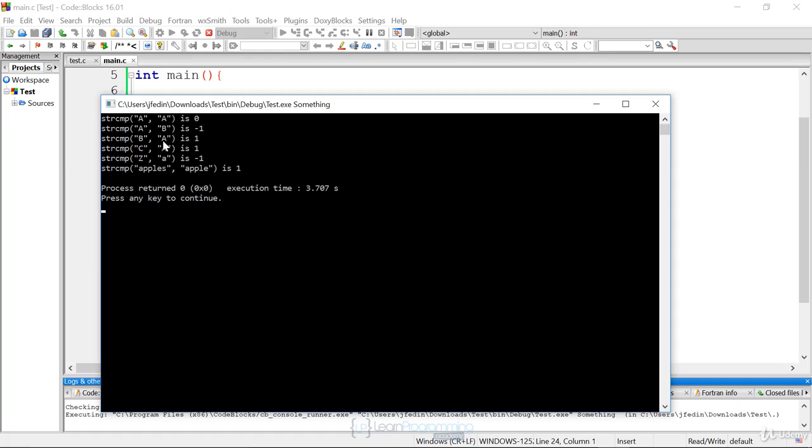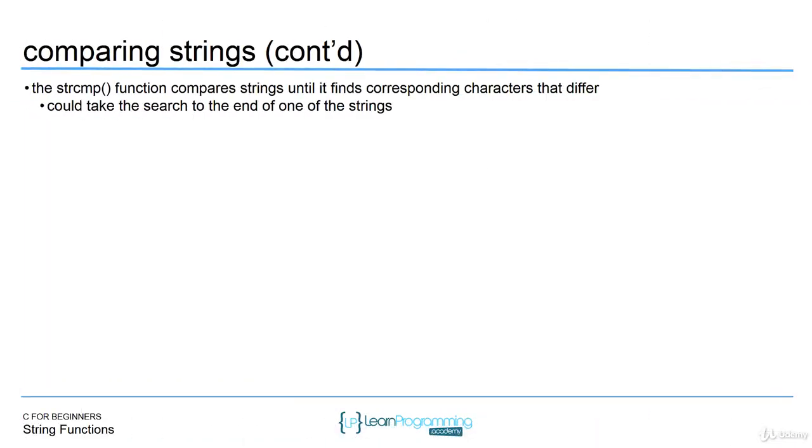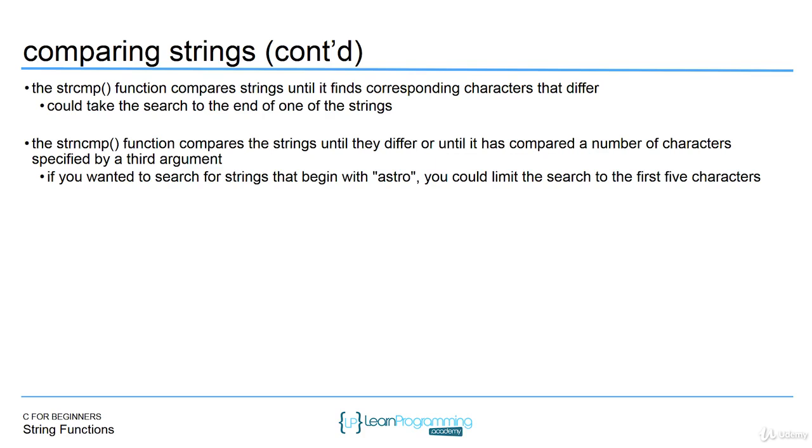This function is very easy to use. You don't have to worry about any kind of strncmp because it doesn't matter the size of the arrays that you're comparing. The strcmp function compares strings until it finds corresponding characters that differ. So it could be all the way to the end of one of the strings. The strncmp function compares the strings until they differ or until it has compared a number of characters specified by the third argument. So in this case, you don't need to use strncmp for buffer overflows. It exists, but you only would use it if you only want to compare a certain number of characters.